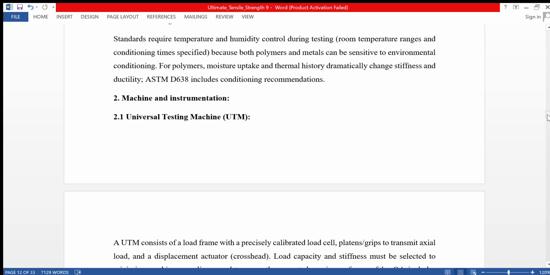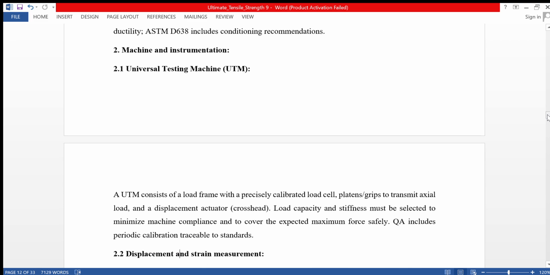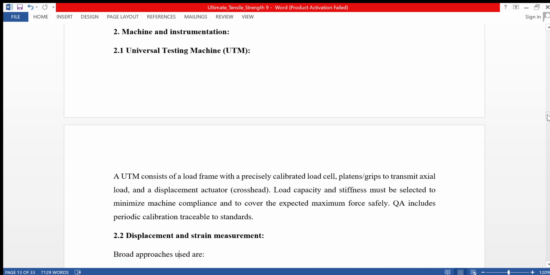Next point is machine and instrumentation. UTM, Universal Testing Machine. A UTM consists of a load frame with a precise calibrated load cell, platens or grips to transmit axial load, and a displacement actuator. Load capacity and stiffness must be selected to minimize machine compliance and to cover the expected maximum force safely.